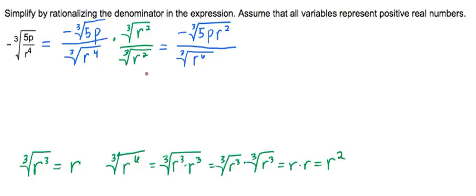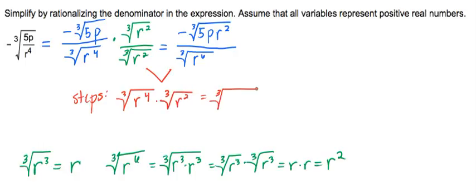And that's really what I did here. If you want to see the steps in between, because I did skip a few, it's the cubed root of r to the fourth times the cubed root of r squared. They're both cubed roots, so we can multiply the radicands, r to the fourth times r squared, and that's how you get r to the sixth.